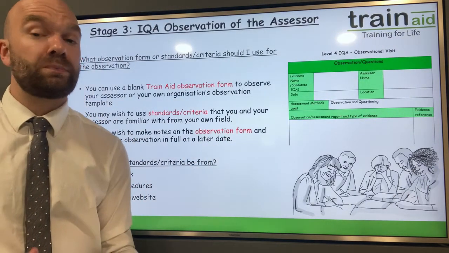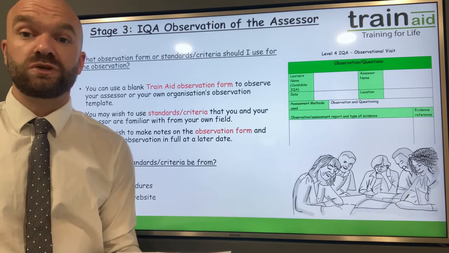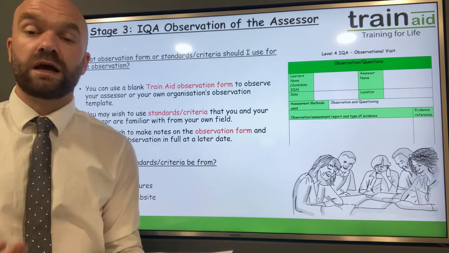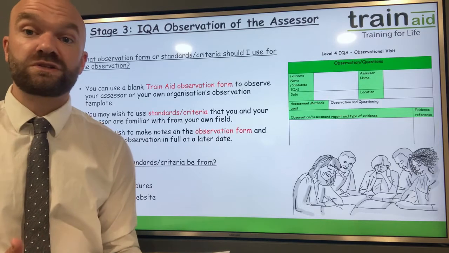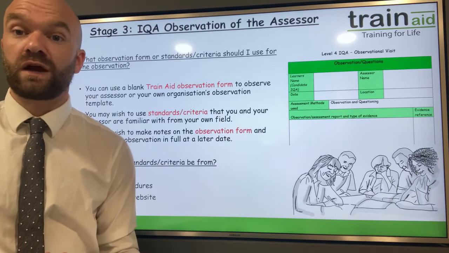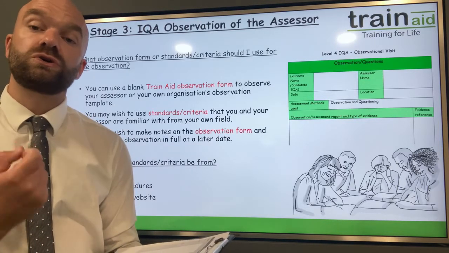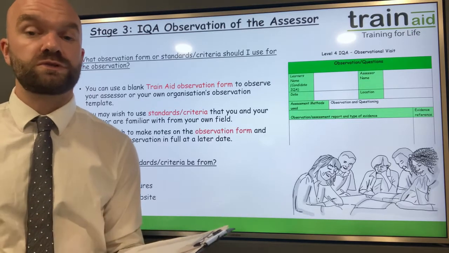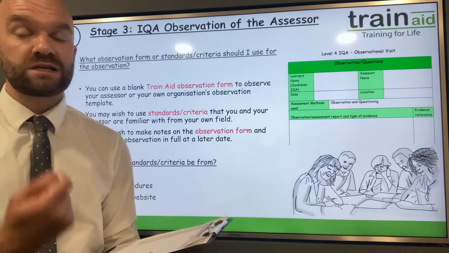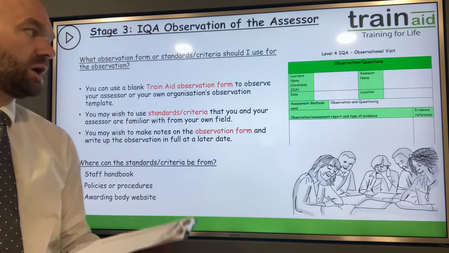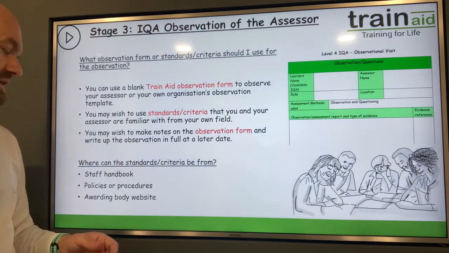Okay, so you could be perhaps using an observation grid. Perhaps there has to be some type of observation standards. Okay, it could be the Ofsted framework, by example. So you could use those standards along with your observation report to judge your assessor or teacher on. That's absolutely fine to do so as well.